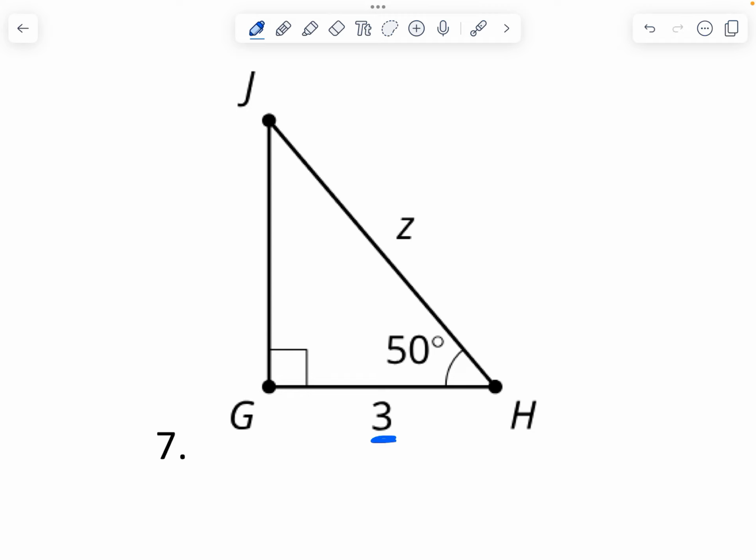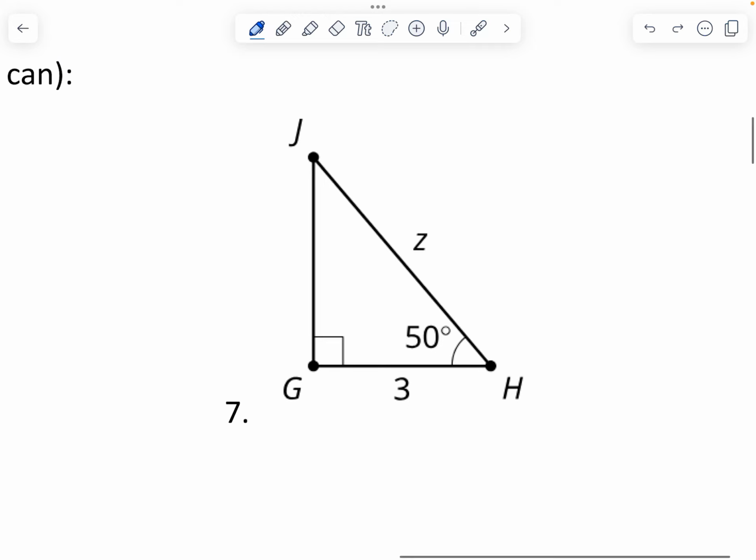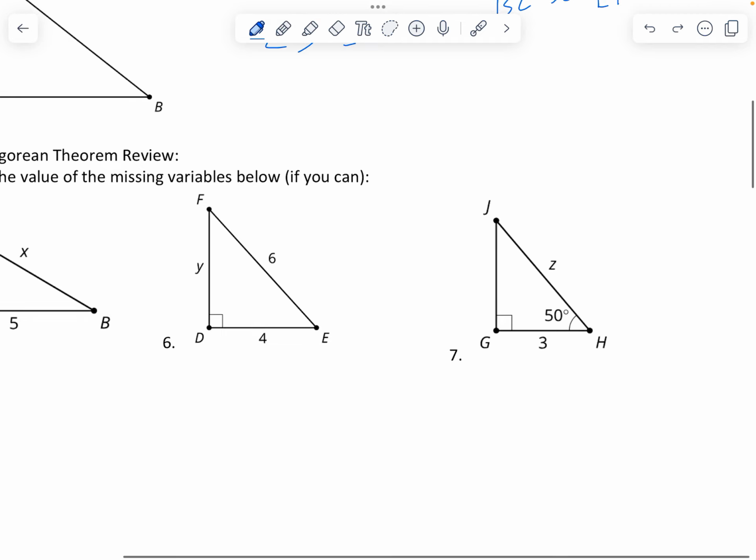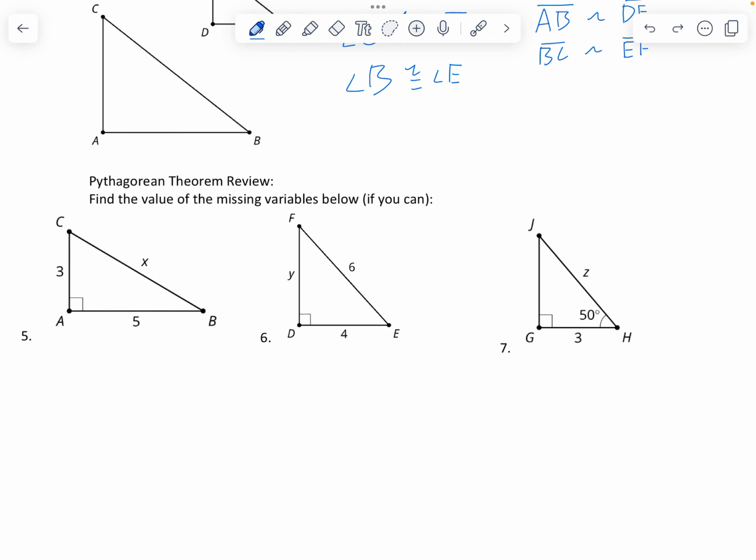Well, we have 3, we have a completely missing side over here, and we have Z. If we tried to do the Pythagorean theorem here, we'd have 2 missing sides. So the Pythagorean theorem actually only works if you know 2 side lengths, right? If you only know 1 side length, the Pythagorean theorem doesn't work. Notice here that we actually have H is equal to 50 degrees. And this necessitates a different kind of strategy, and that's kind of what we're going to start working on.